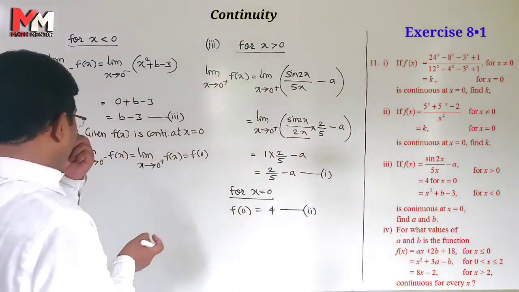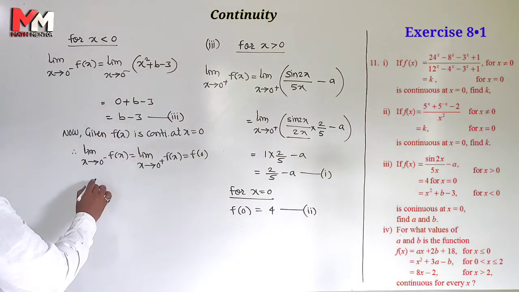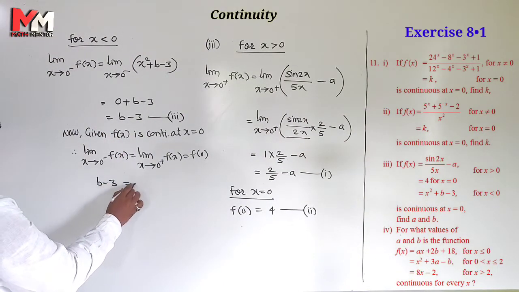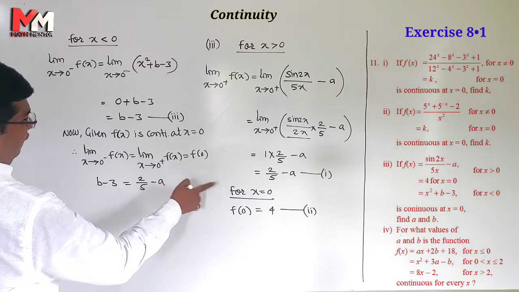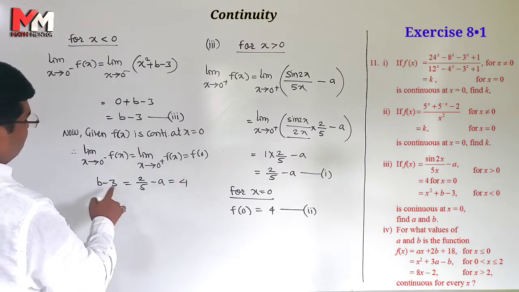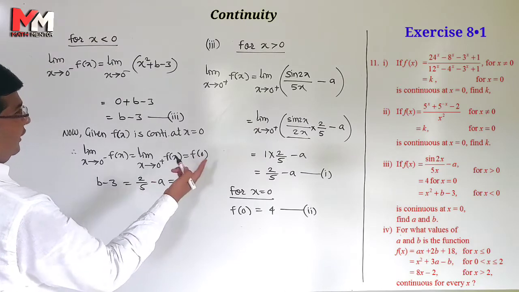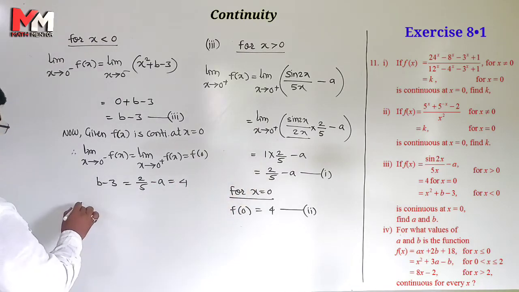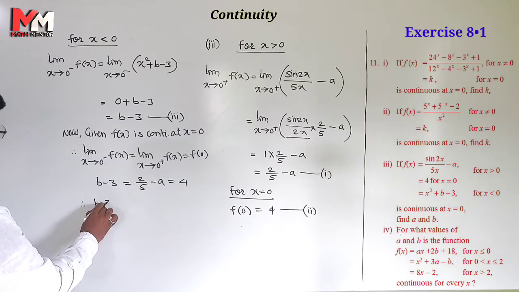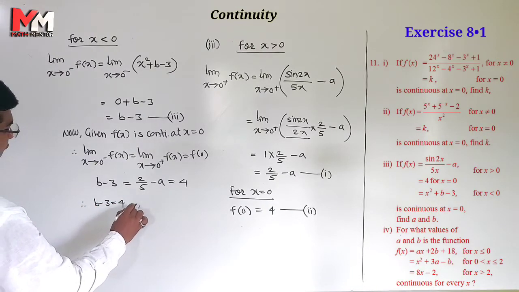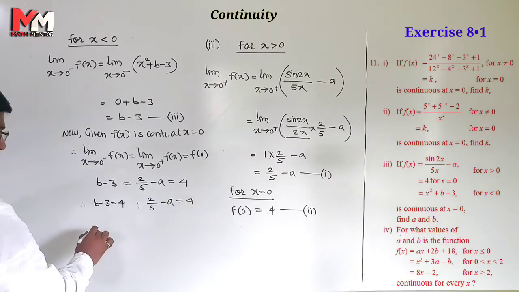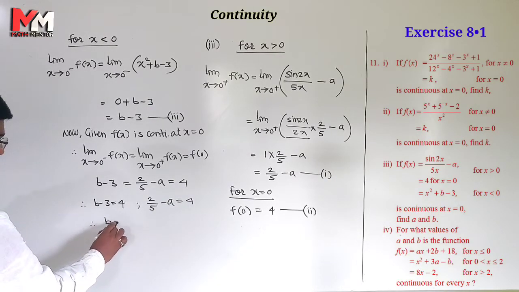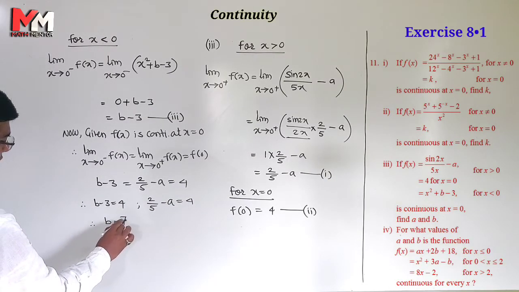So now here, what is the left hand limit? b minus 3. What is the right hand limit? 2 by 5 minus a. What is the value? 4. So a is equal to b is equal to c, we can write a is equal to c and b is equal to c. So b minus 3 is equal to 4, and 2 by 5 minus a is equal to 4. So first, b is equal to 4 plus 3, which is 7.